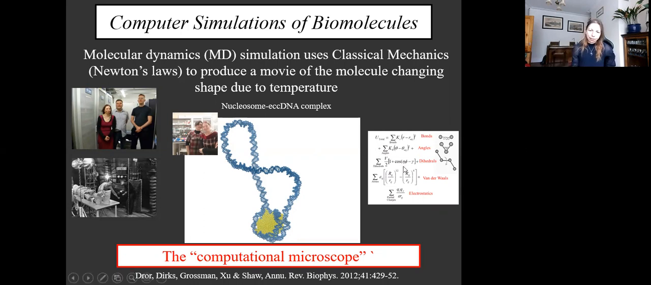So we have bonds, we have angles. We also label every single atom in the system with a van der Waals interaction that describes the van der Waals forces, and an electrostatic interaction as well. And once we know the forces on each atom as a result of every other atom in the system, we can then iteratively evolve Newton's equations of motion to get a movie of what the molecule looks like as it changes shape due to thermal fluctuations. Because of course these things are tiny, so they're always changing shape due to thermal fluctuations.